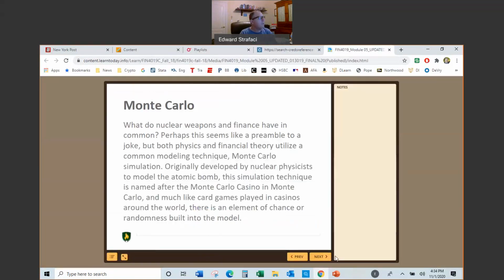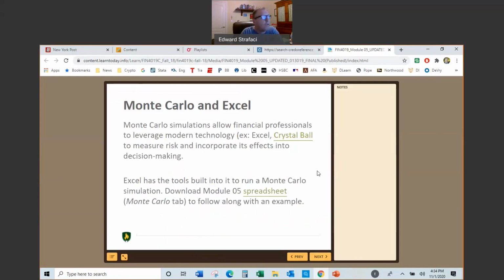But what do nuclear weapons of finance have in common? Perhaps they seem like a preamble to a joke, but both the physics and financial theory utilize a common modeling technique, Monte Carlo simulation. Originally developed by nuclear physicists to model the atomic bomb, this simulation technique is named after Monte Carlo Casino. So think of it like a roulette table, where you're constantly getting different numbers that are random and you have no way to predict. We call that a Markov analysis, where we have no way of predicting the future by the past.